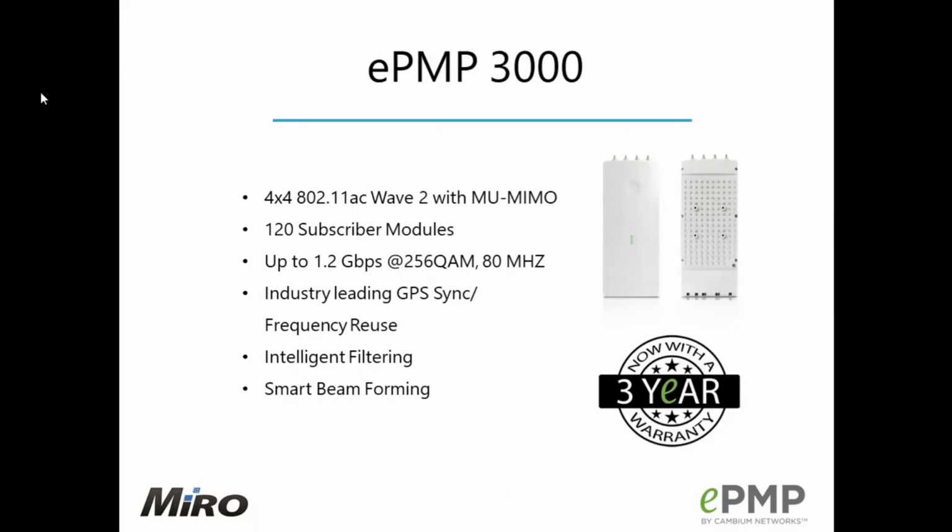If you're looking at any direct competitor, they're either going to max out at, let's say, 32 or 64 subscriber modules. We're able to push up to 1.2 gigabits per second at 256 QAM, and that's assuming that you open up the radio to a full 80 megahertz.